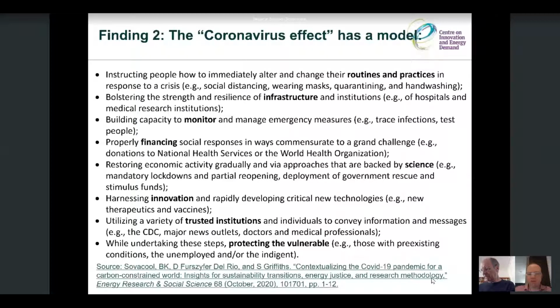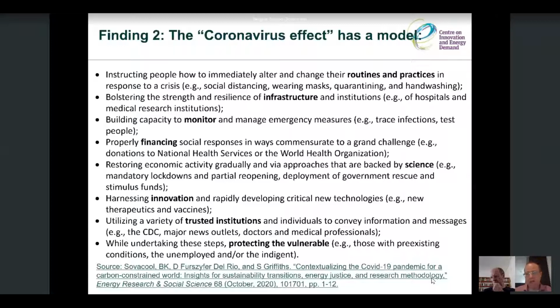We've bolstered health infrastructure. We've enhanced monitoring. We've accelerated financing. We've tried to back our interventions by sound scientific advice. We've tried to stimulate innovation. We've used a variety of institutions to convey information, right? i.e., medical professionals in the CDC, but also churches and also superstars and a whole variety of different channels of communication. And we've tried to protect the vulnerable.